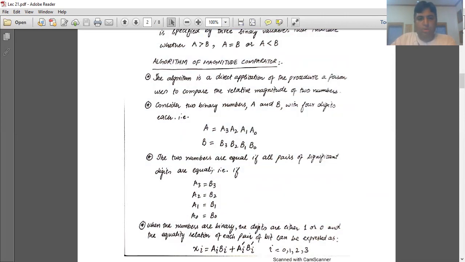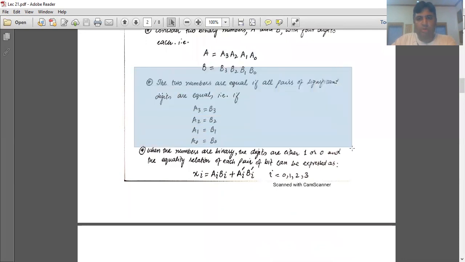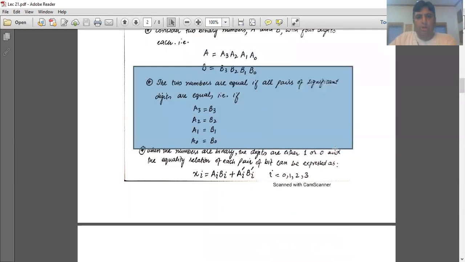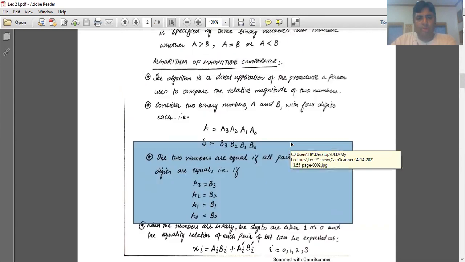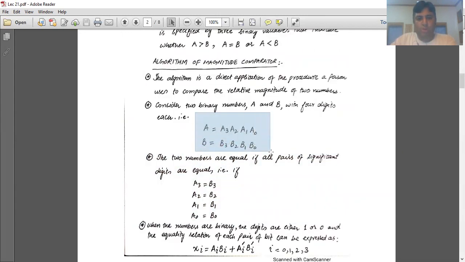Now, the two numbers are equal if all pairs of significant digits are equal. That is, if A is equal to B, then all the corresponding bits will be equal: A3 equals B3, A2 equals B2, A1 equals B1, and A0 equals B0. So if two numbers are equal, then all pairs of significant bits are equal.